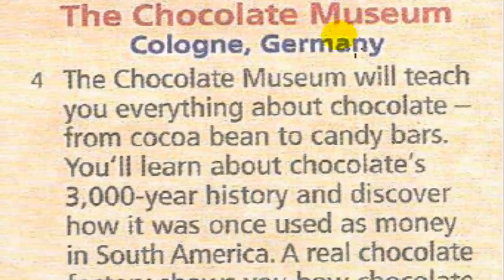Three. Look at the picture here. What do you see? This is a young lady. She's working in a factory and she's wearing gloves, as if she is a chef. And what's this? This is chocolate. Chocolate, yes, but it's like a rabbit or something like that. The Chocolate Museum in Germany.